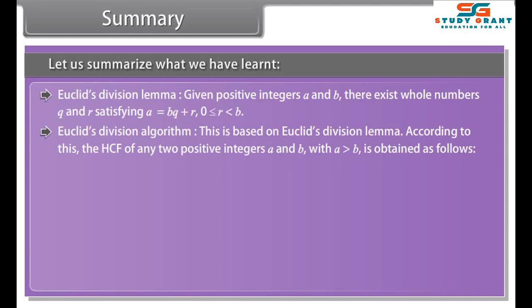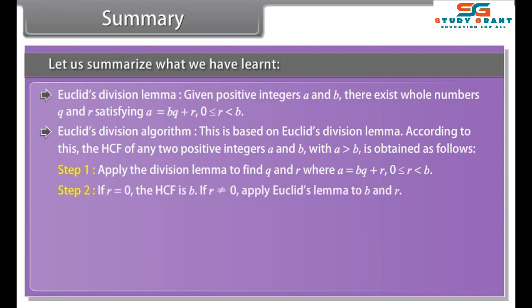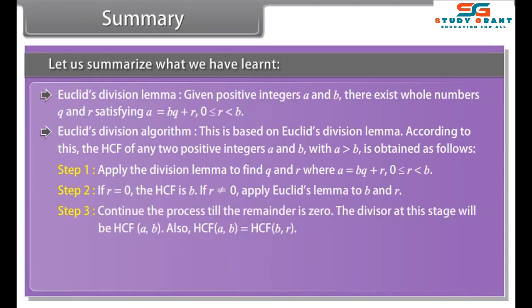Summary. Let us summarize what we have learned. Euclid's division lemma: given positive integers a and b, there exist whole numbers q and r, satisfying a equals bq plus r, where 0 is smaller than or equal to r, which is smaller than b. Euclid's division algorithm. This is based on Euclid's division lemma. According to this, the HCF of any two positive integers a and b, with a greater than b, is obtained as follows.